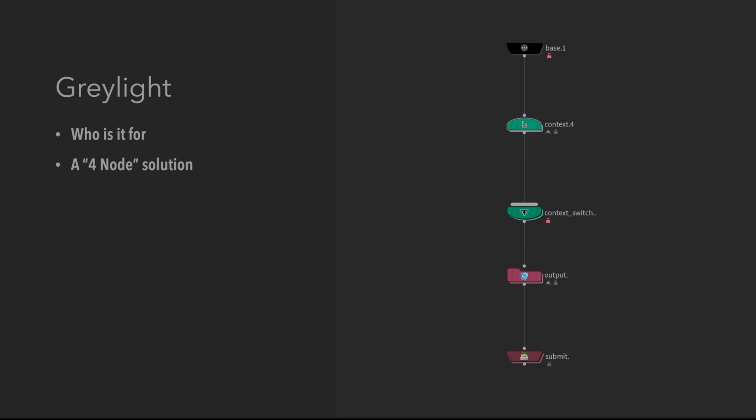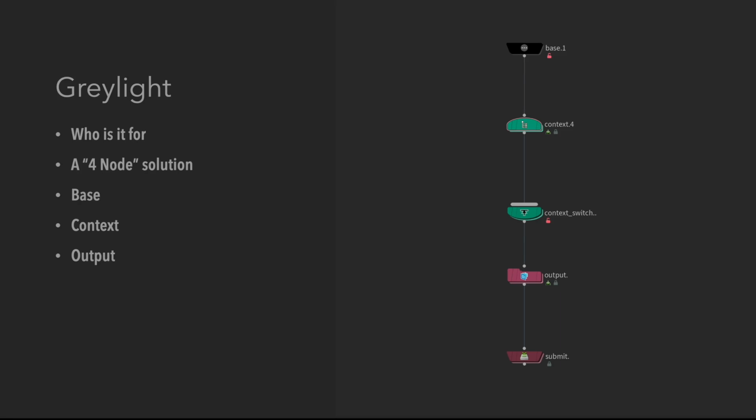So the solution is four nodes, and I know there's five nodes on the screen right now. But basically, everything starts with the base node, and the base node is the brains of the operation. It basically handles everything. The context node is sort of a filter. This is where you select what you want to work on, and you can create many of these context nodes and connect them to the context switch. And that basically acts as an on-off switch for whatever you're doing.